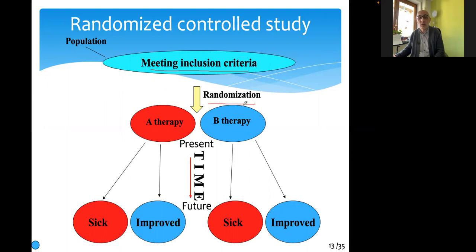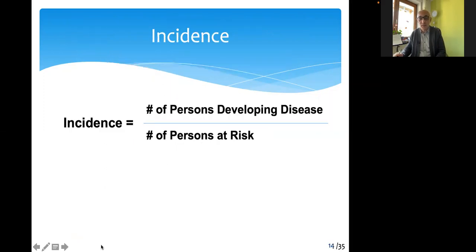Then you do your randomization, and this randomization has its specific rules. You randomly divide the people into the therapy group or the control group, or group A, group B, whatever you call them. And you follow them up into the future. You give antihypertensive A and antihypertensive B to the different groups, and you look whether they improve or not. And again, you compare the different groups.